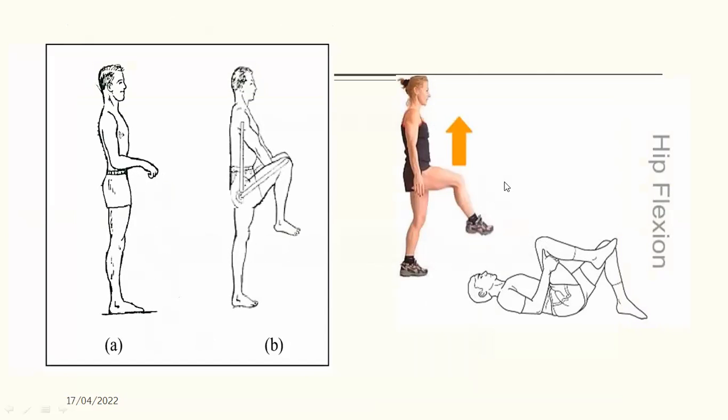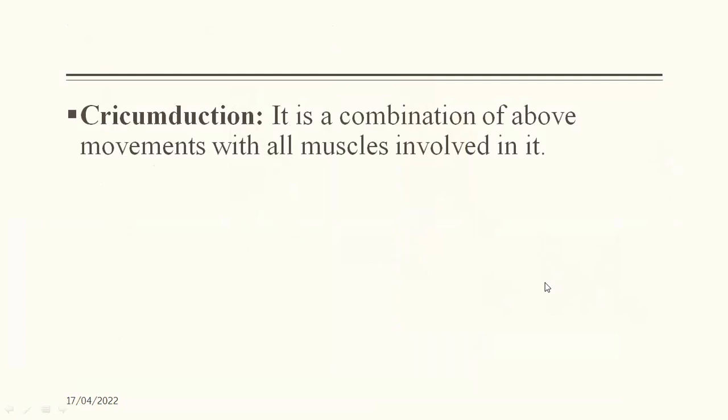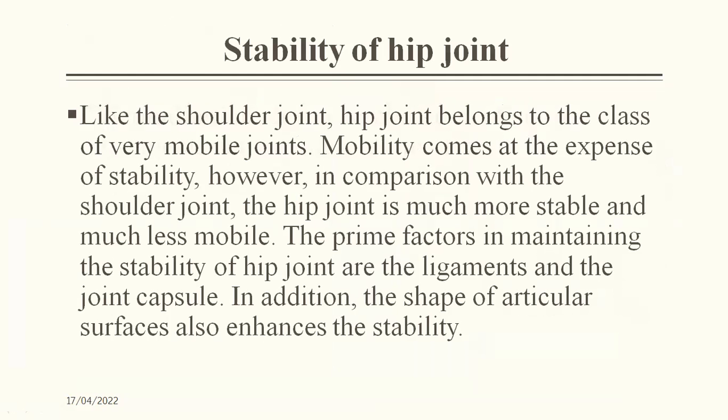Again, I'm showing you the hip flexion in supine and in standing. Hip flexion with the knee flexed, both in standing and in supine. And circumduction is the combination of all movements: flexion, extension, abduction, adduction, and medial and lateral rotation. Together they form the circumduction, that is the rotation of the hip joint.